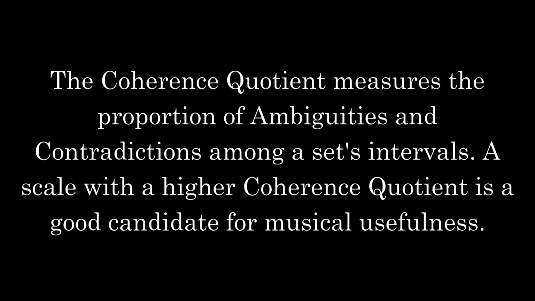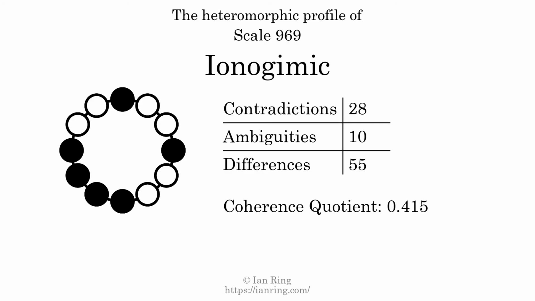The coherence quotient measures the proportion of ambiguities and contradictions among a set's intervals. A scale with a higher coherence quotient is a good candidate for musical usefulness. The coherence quotient is 0.415.